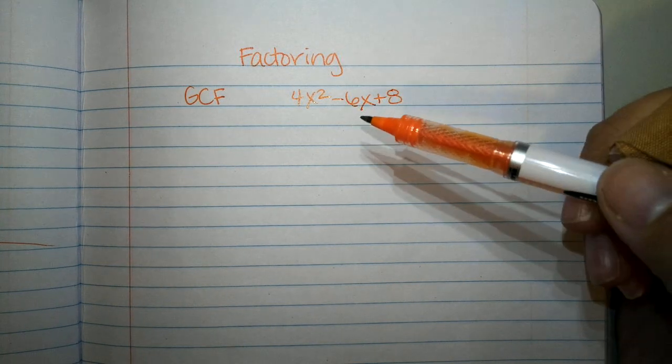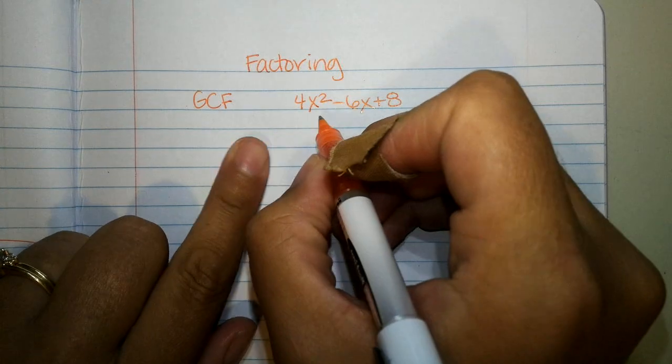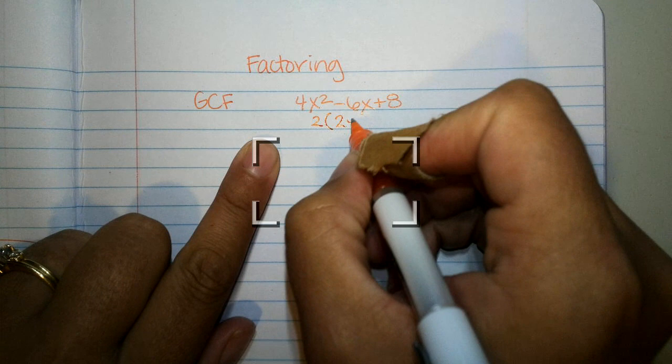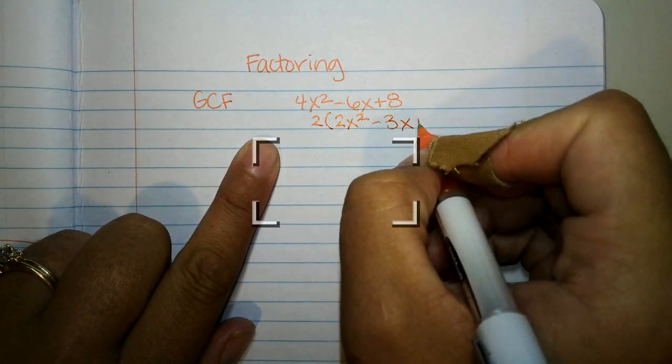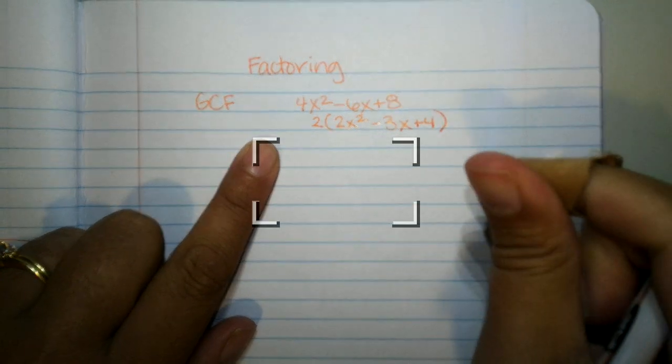To me, it looks like I can factor out a 2. My 4, my negative 6, and 8 are all divisible by 2. So if I divide everything by 2, I've got 2 times 2x squared minus 3x plus 4. Just double check. 2, negative 3, and 4 do not have anything in common other than 1.